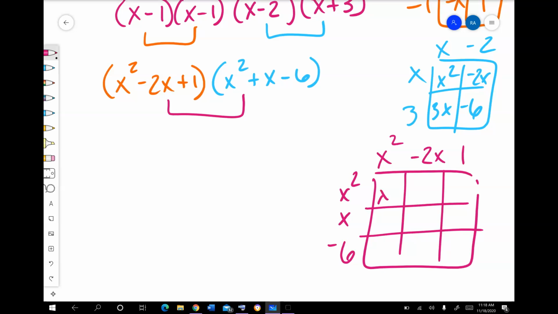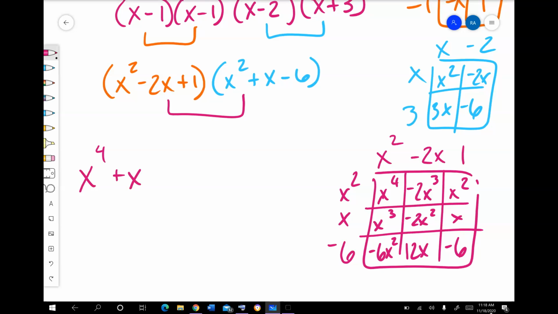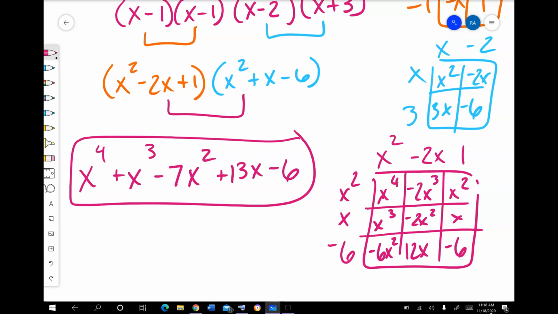So then I have x to the 4th. So then we're just going to multiply these out, okay? And then just pull stuff out and combine. So the x to the 4th comes out. The cubes, that's going to be a plus x cubed. The squares, negative 6, negative 2 is negative 8, plus 1 is negative 7x squared. That's going to be 13x minus 6. And that would be your answer.